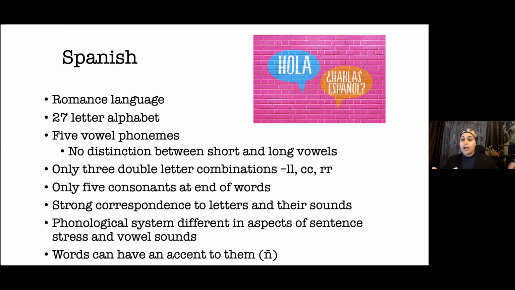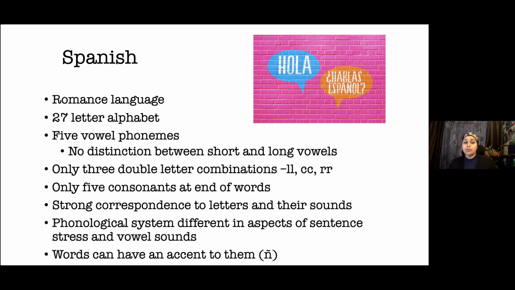To give you some background, English, of course, has 26 letters in the alphabet, so you already have 1 more there. There are many more vowels in English. English has more than 14, depending on your regional dialect, so again, that can change. There's a lot of vowel confusion that occurs in Spanish speakers. The English alphabet does not have any accent marks on words. However, there is a strong accent to words in Spanish. There's a strong correspondence between letters and their sounds.